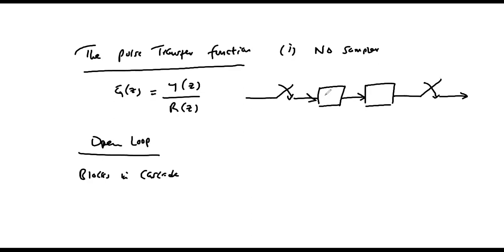These are the two blocks with open loop transfer functions G1 of S and G2 of S. This is the input R of S and the sampled input R star of S. This is the output Y of S and the sampled output Y star of S.